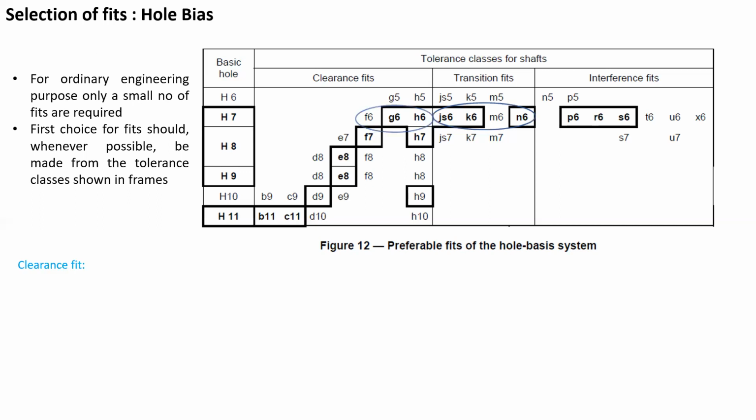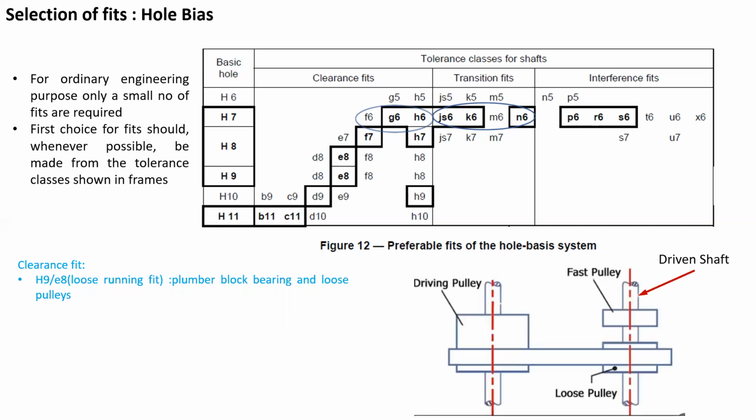Now the clearance fit can be further subdivided into many categories. The first example is H9E8. It is the example of a loose running fit. It is used in case of plumber block, bearing, and loose pulleys. So here we can see the example of loose pulley.